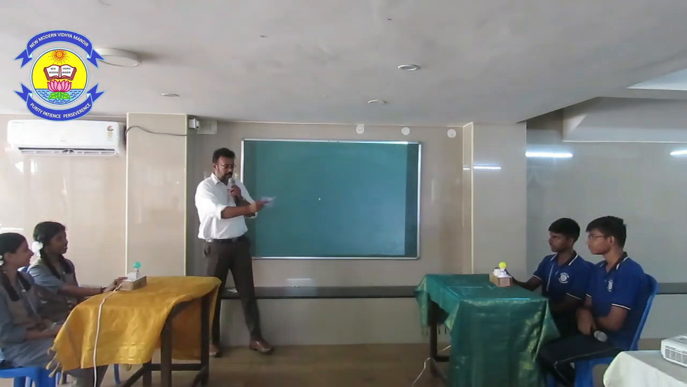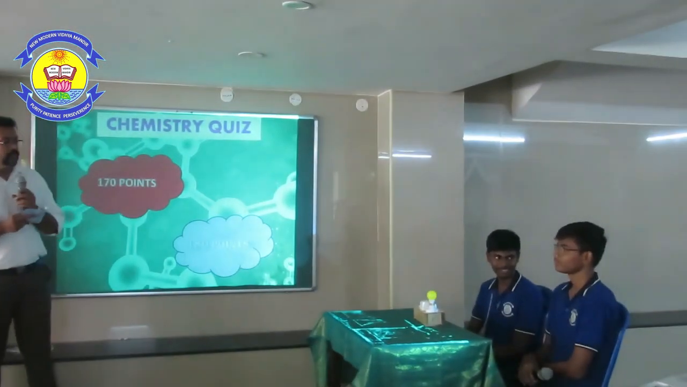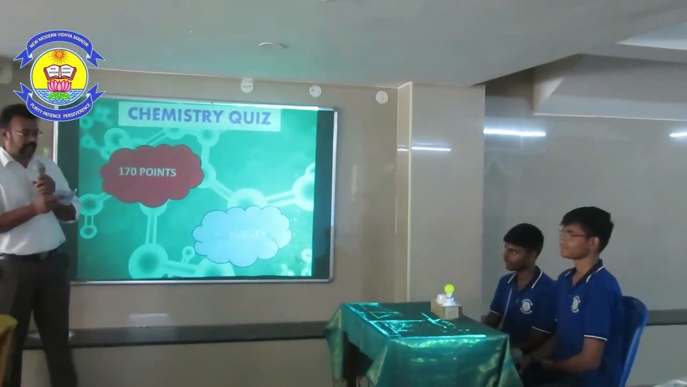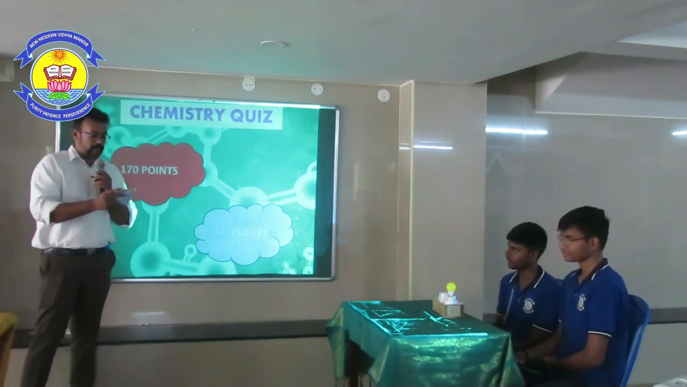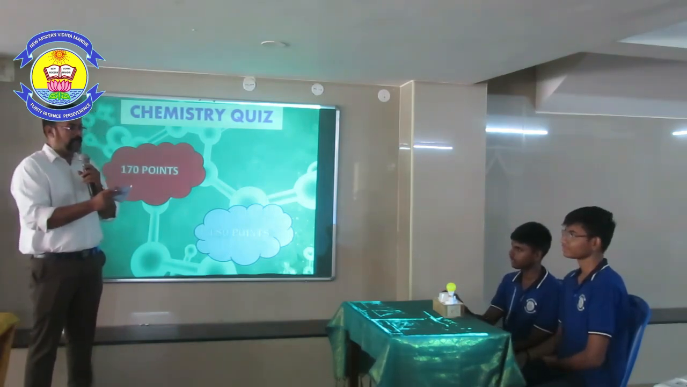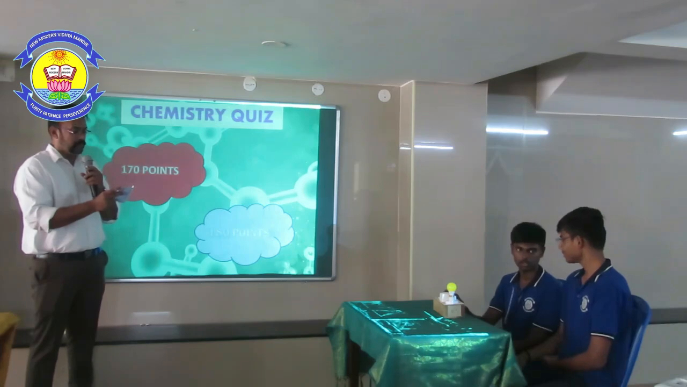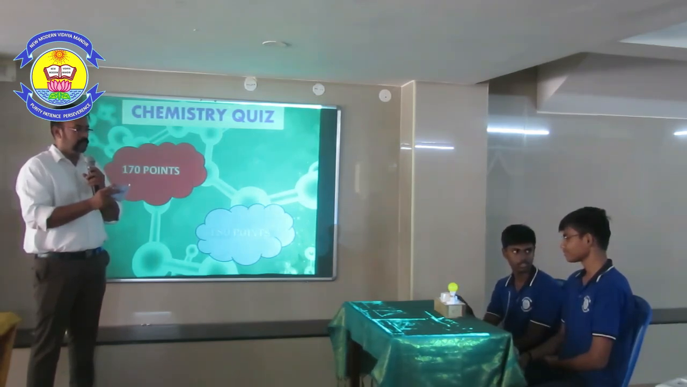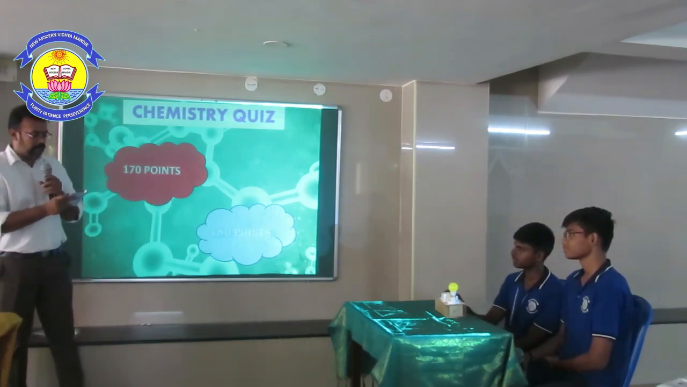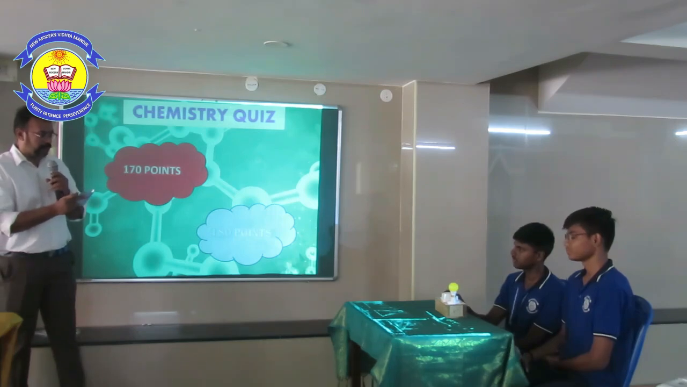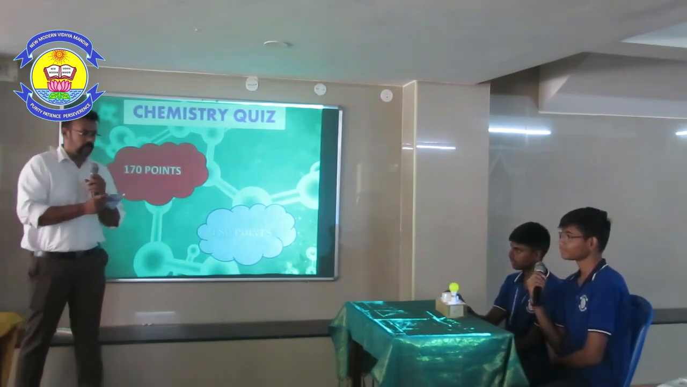Solid carbon dioxide is an example of covalent solid, metallic solid, molecular solid, ionic solid. Metallic solid. Metallic solid is a wrong answer.